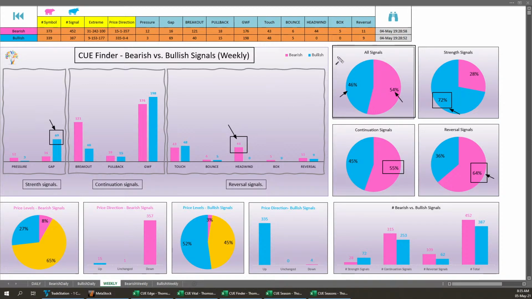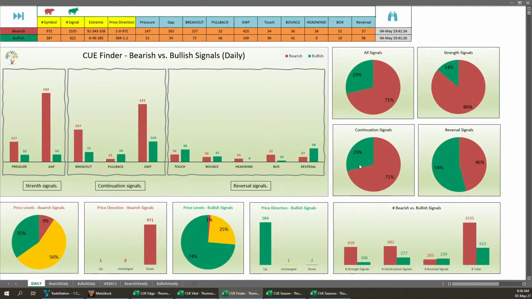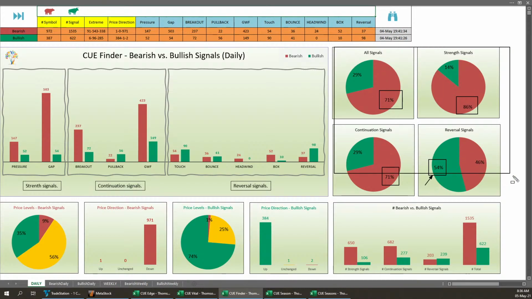The weekly picture overall is slightly more bearish than bullish. And yesterday's picture, in spite of the late market rally, shows all signals are now bearish. Trend continuation bearish, strength signal bearish, and reversal signal slightly more bullish. That is because the market rallied from support. DIA and QQQ both had support. As they reversed from those supports, several stocks also reversed from their supports. Overall, this picture is bearish.